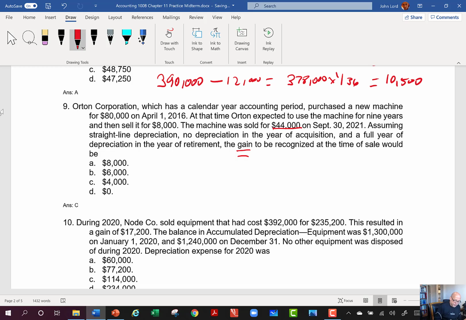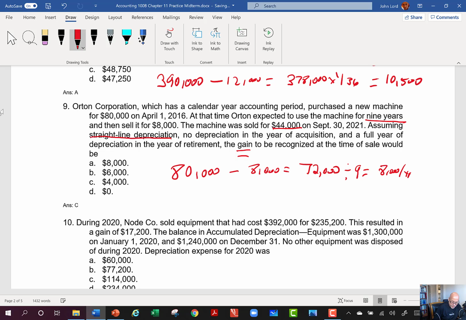We know that for straight line, we have to take 80,000. We're using straight line, just double checking there. For straight line, we have to use 80,000 minus the salvage value, don't forget that, guys, which gives 72,000. It had a 9-year life. It's a little annoying because you have to search through the words to find the 9-year life. So I'm going to divide that by 9. That gives me 8,000 per year.